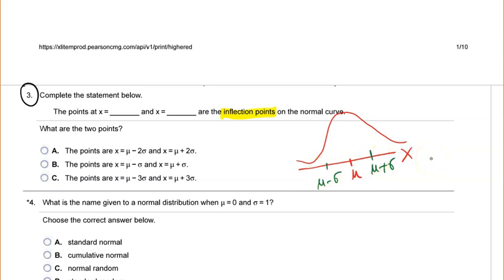Therefore, the answer is B. The points x equals mu minus sigma and mu plus sigma are inflection points on the normal curve. Again, this is the normal curve, or you can call it the normal density curve, it is the same thing.